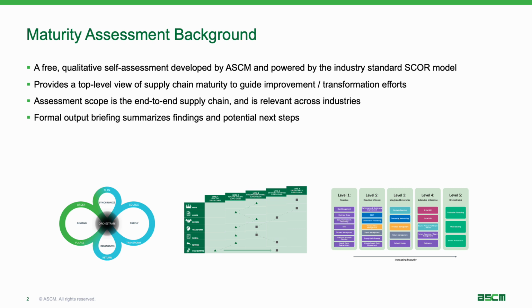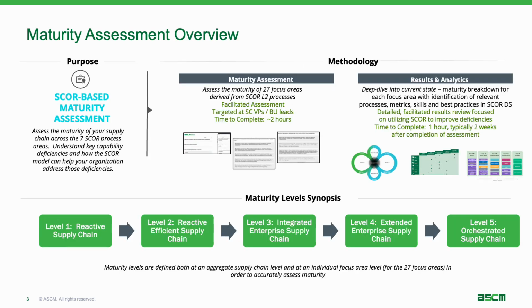The assessment is completed at a supply chain level, and the scope is the end-to-end supply chain. The assessment is conducted using the Qualtrics online survey forum. It starts with a series of demographics questions, followed by the self-assessment of 27 key focus areas that are mapped back to the SCORE model.